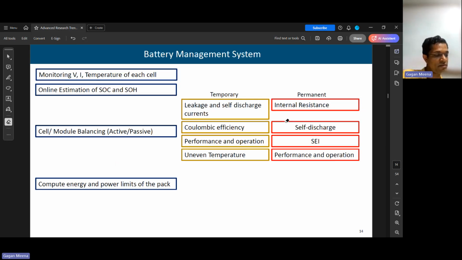The next topic was the battery management system. The battery management system plays a very important role. If the battery is not taken care of, then it can even burst, it can blast. So we need to take care of this battery. It is very helpful, but it is also difficult.